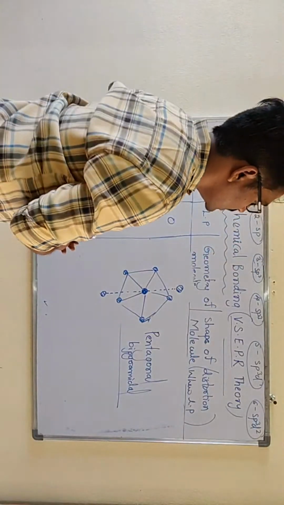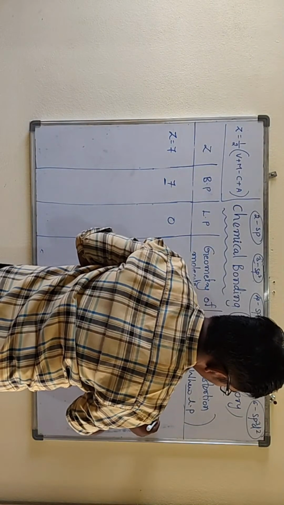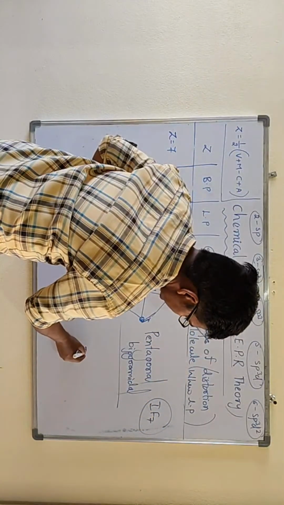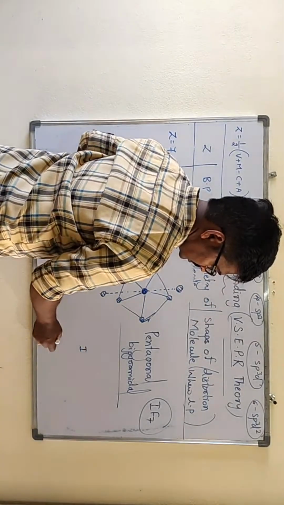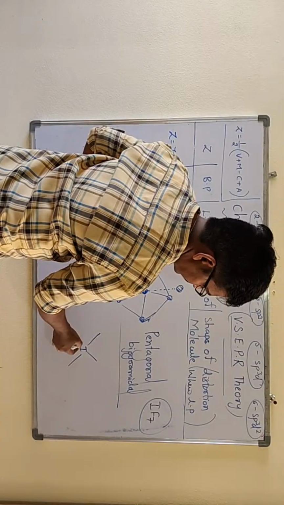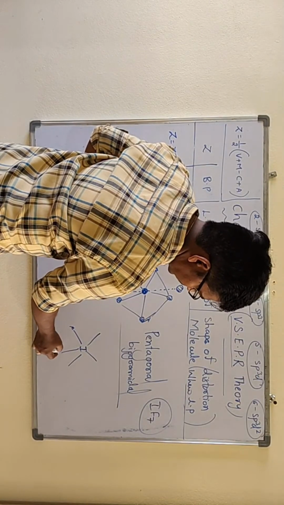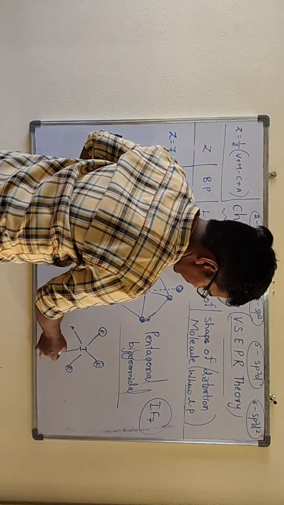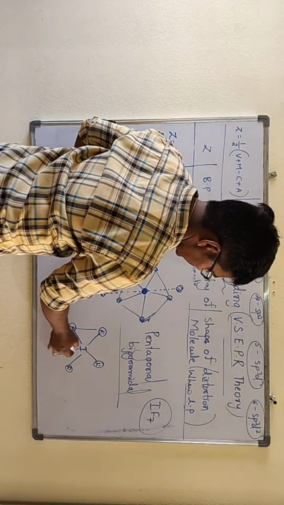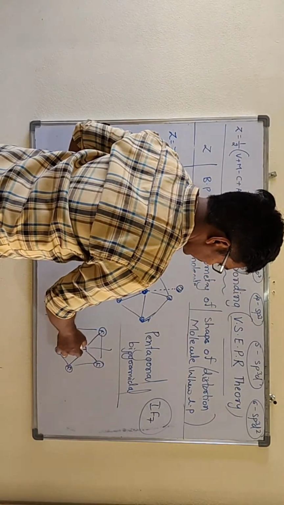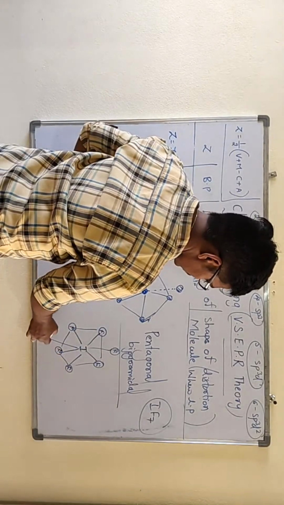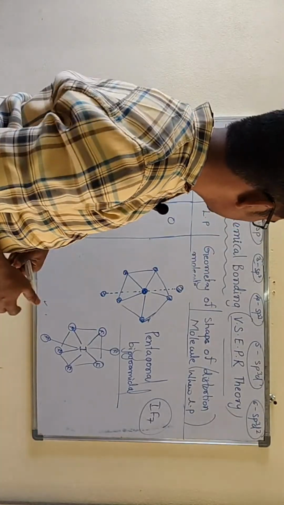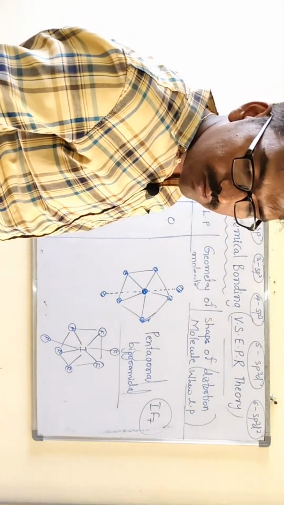So IF7 is the best example for this. I is the central atom in it. 5 fluorine atoms are present in one plane, above the plane 1 fluorine atom, and below the plane 1 fluorine atom, like this. Clear, my dear students? So this is about the valence shell electron pair repulsion theory.